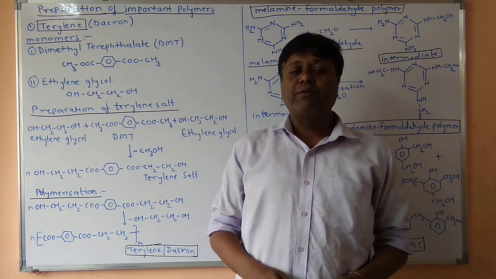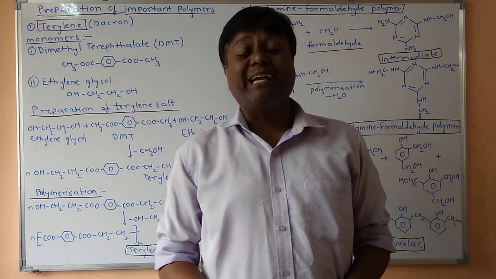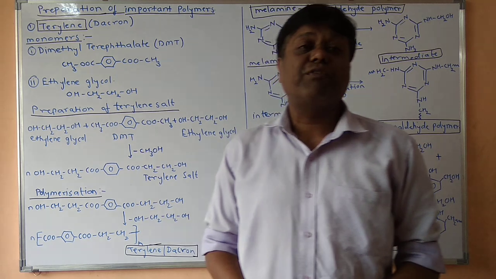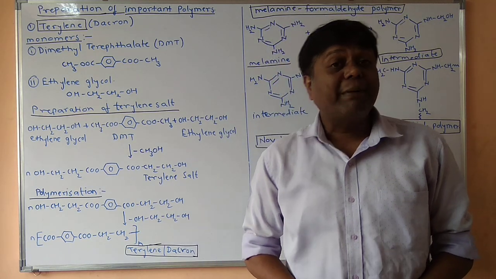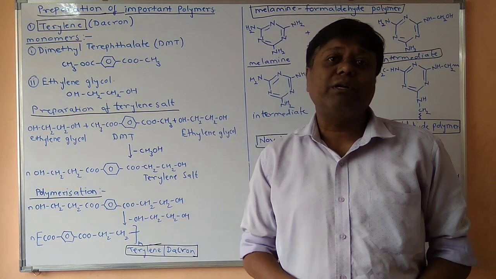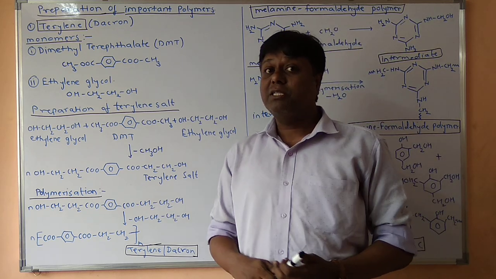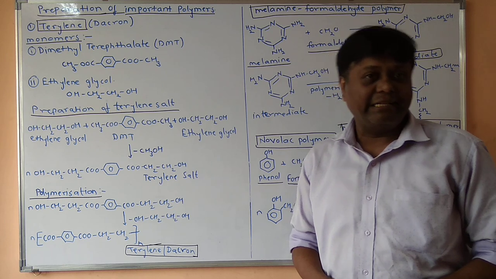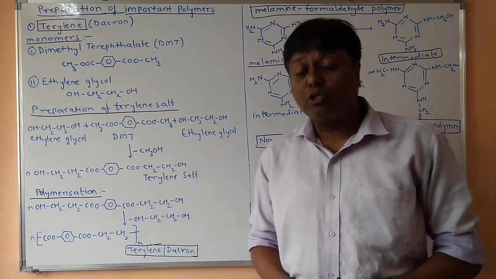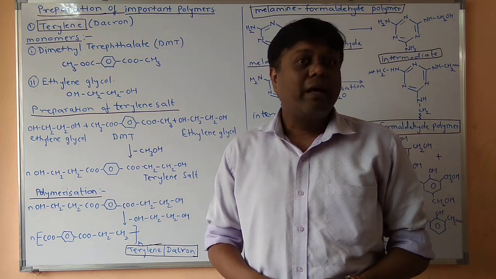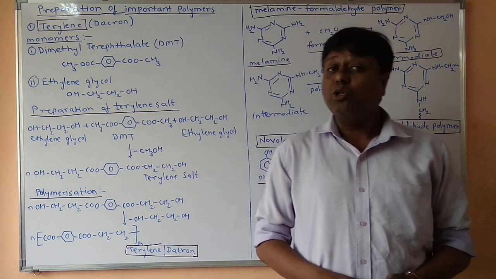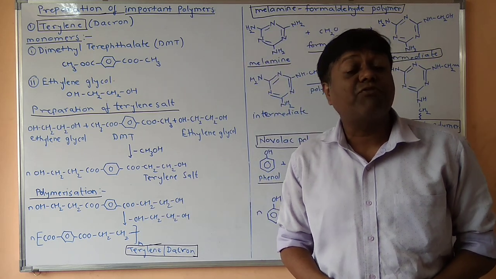Students, now here I am introducing the second part of polymers, that is, preparation of a few important fibers which are very important. Now the first one, that is terylene. Terylene is also called Dacron, and it is also known as a polyester fiber.